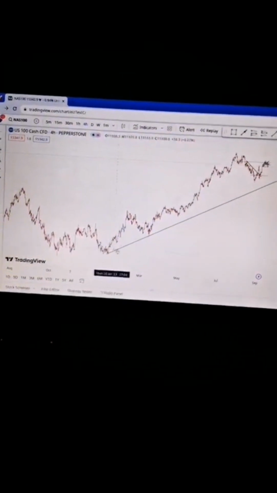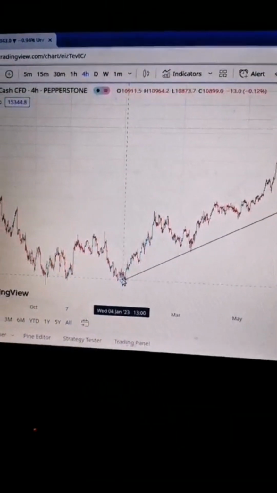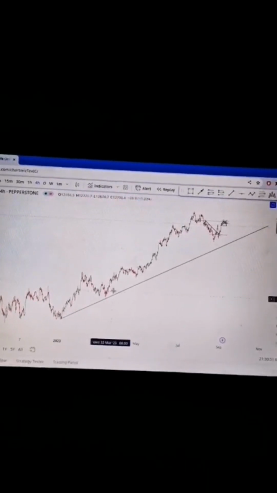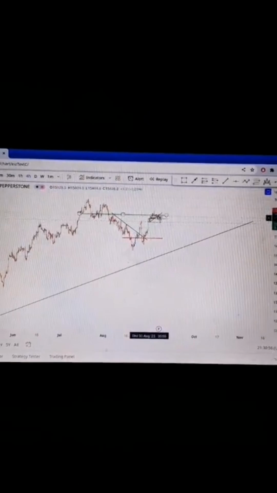So basically on the higher time frame, I drew this uptrend. We have two touches on the uptrend. This was the beginning of it. This was the second touch. Then we had shot up. So we've had a series of higher highs and higher lows, as you guys can see. But then I think we're still going to continue going down.